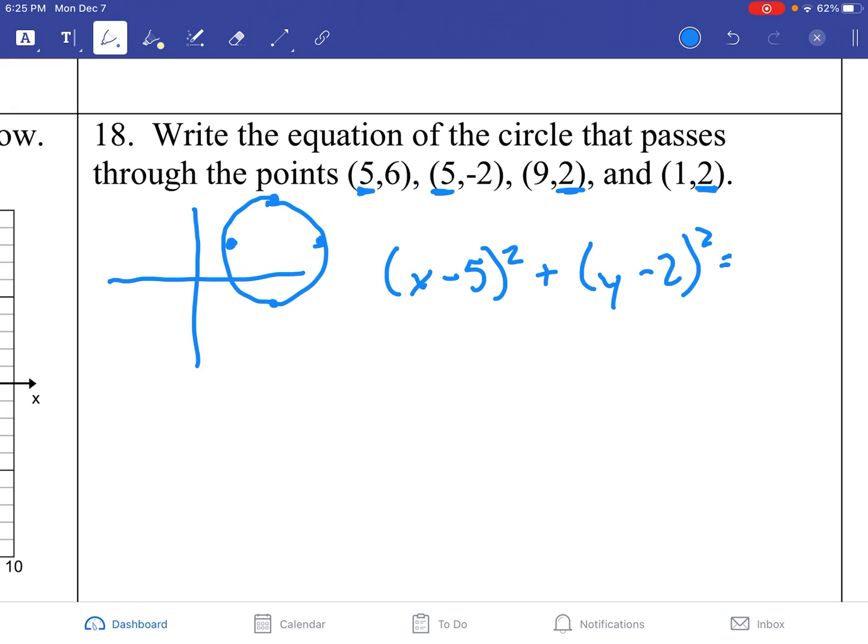I'm going to figure out the distance between these points. So it looks like it's going to be 8 is the total distance. So half that distance is 4. I'm going to square that 4 to give you 16. And that is going to be your equation for this circle.